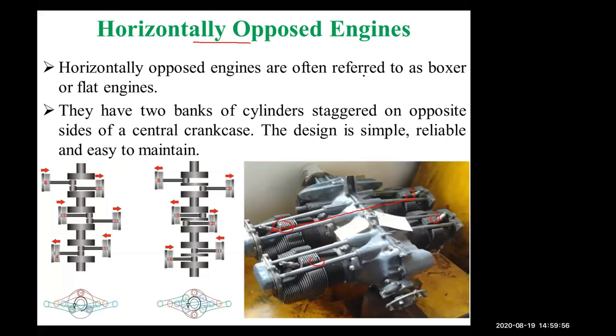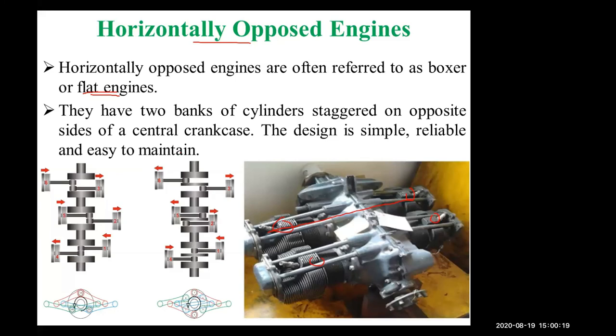Horizontally opposed engines are referred to as boxer or flat engines. They have two banks of cylinders staggered on opposite sides of a central crankcase. The design is simple, reliable, and easy to maintain. That's why most of the recent aircraft are using this type of engine.